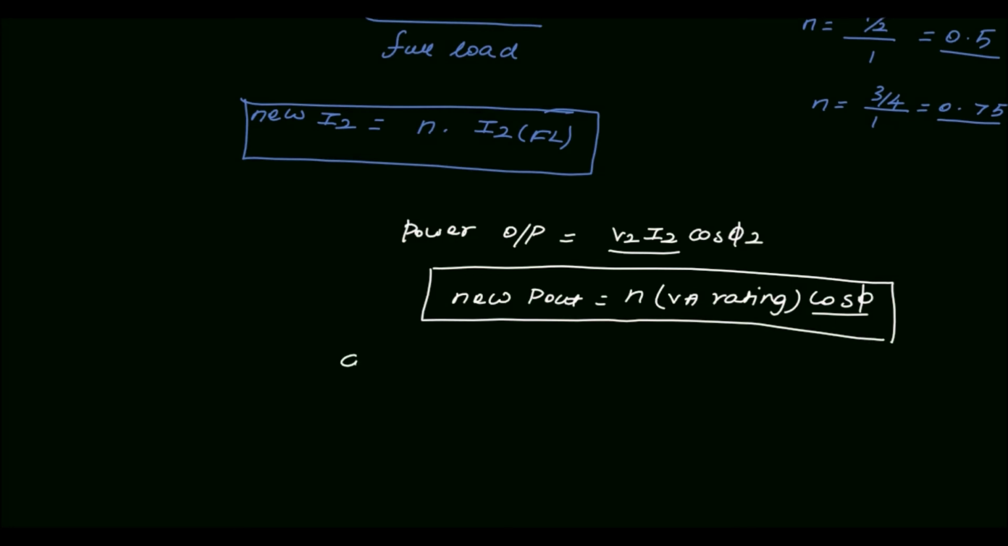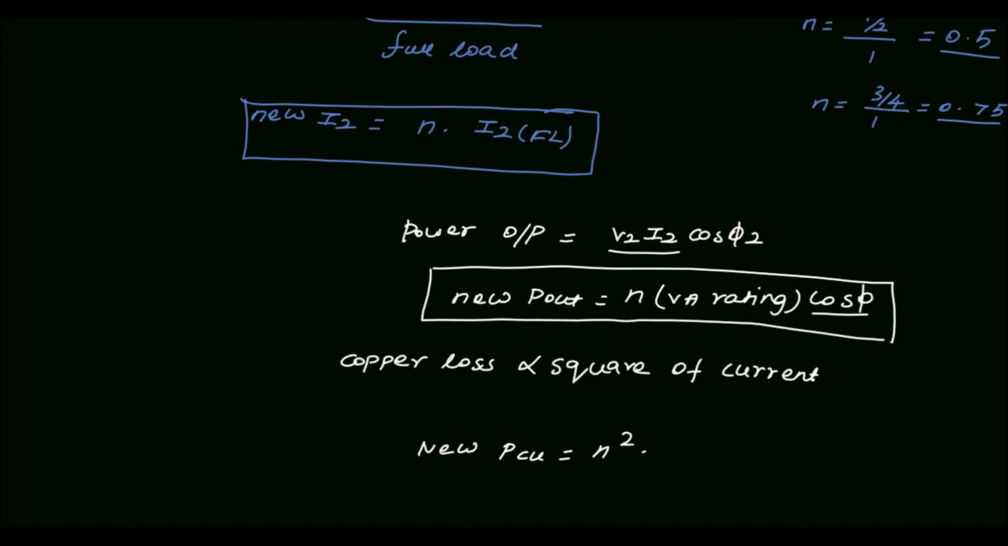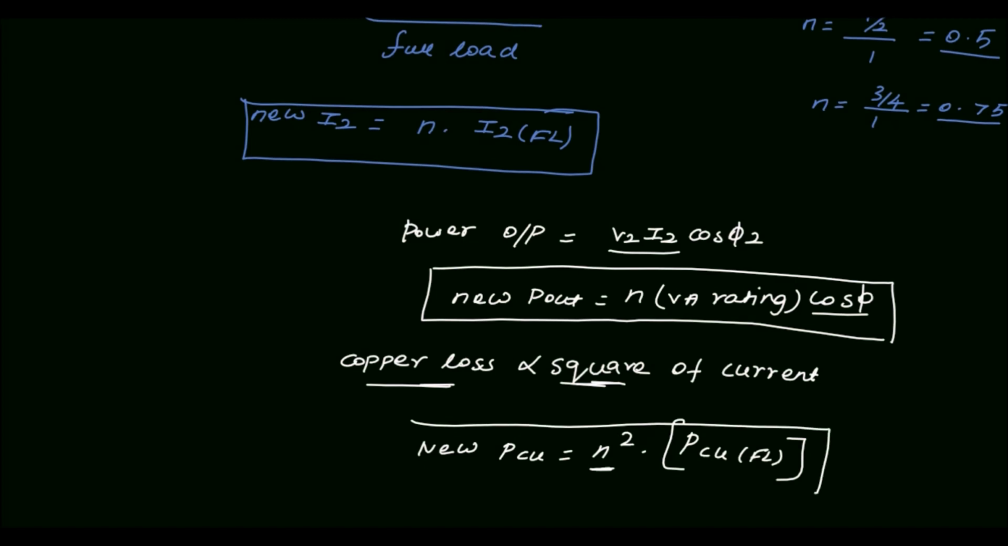The copper loss is proportional to the square of the current. So the new P copper will be n squared into P copper at full load. The new copper loss will be reduced by a factor of n squared from the full load copper loss, because the copper loss is proportional to the square of the current. So the new copper loss is equal to n squared into the full load copper loss.